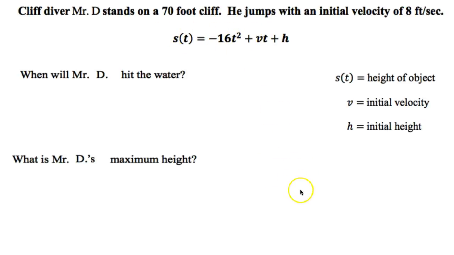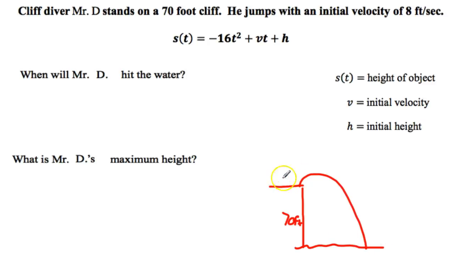Alright, so here I am. I'm standing on a cliff. That's a nice cliff. It says 70 feet tall. It says 70 feet. And I jump off. This is a cliff. I jump off. Go into the water down below. This is the water. Okay?